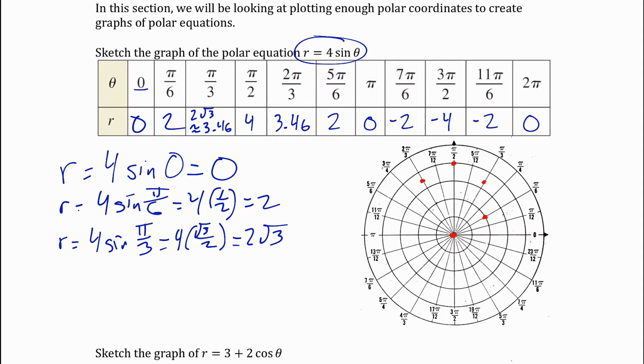Next up, 5 pi over 6. Now we're facing 5 pi over 6. We're asked to go 2 away. So 5 pi over 6 is 2 away. That's going to be right there. And then at pi, if we're facing this direction, we're asked to go 0 away. So we're actually back to where we started.